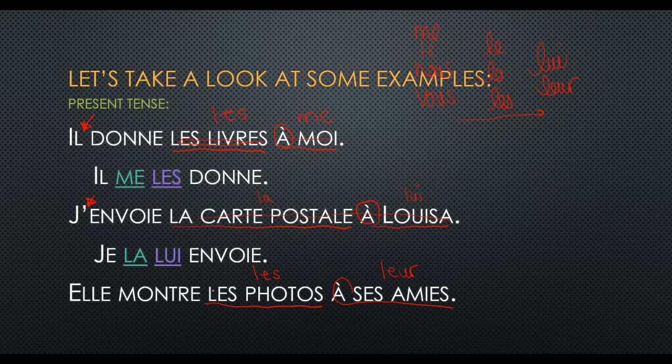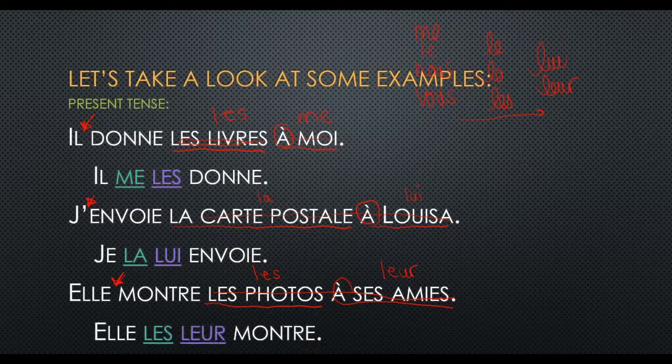Okay, now once again, don't rewrite it. So we're really only left with two words. That means elle montre. Montre is my verb, so it goes in front of the verb. So then we have to check the word order. What goes first, the les or the leur? So then it's going to be elle les leur montre. She shows them, or she shows them to them.